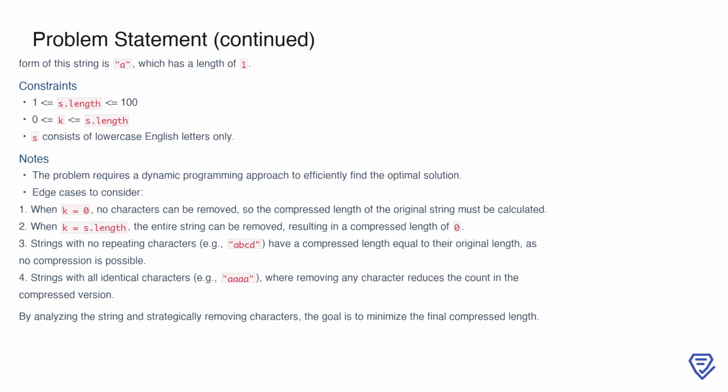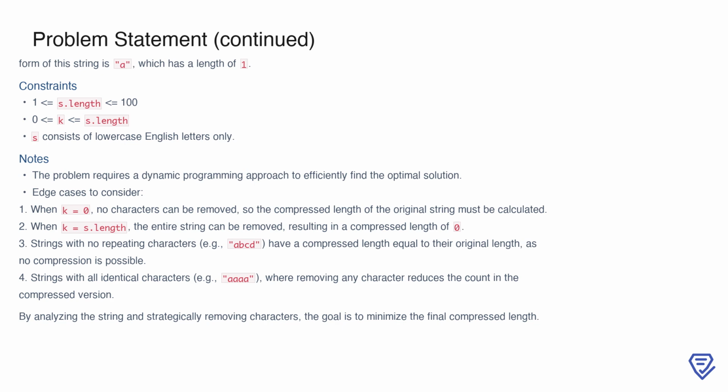The constraints ensure that the string length will be between 1 and 100, and k can range from 0 to the length of the string. Additionally, the string will only contain lowercase English letters. As you approach this problem, consider edge cases such as when no characters can be removed, when the entire string can be removed, or when the string has no repeating characters. Another scenario is when the string consists entirely of one repeating character. By carefully analyzing the string and using a dynamic programming approach, you can efficiently determine which characters to remove to minimize the compressed length.